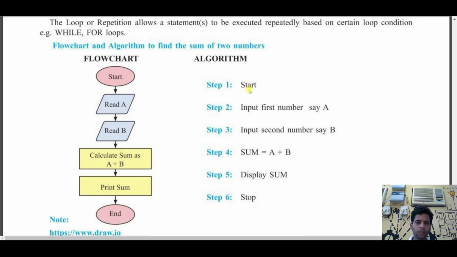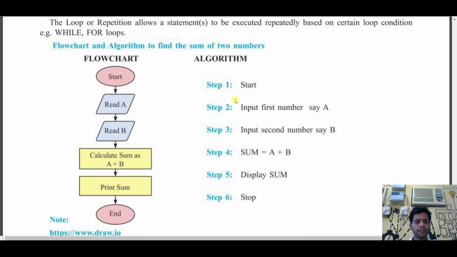Now, if you run it, you will start. Input first number, you will enter 5, and the algorithm sets this 5 to A. Then input second number and say B. You will enter 4, and the algorithm sets this to B. Now sum equals A plus B, means your first number 5 and second number 4. Display sum. Sum is 9.